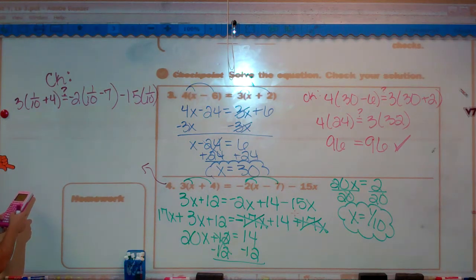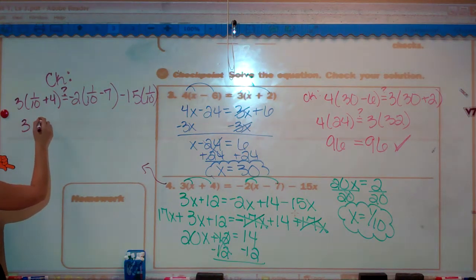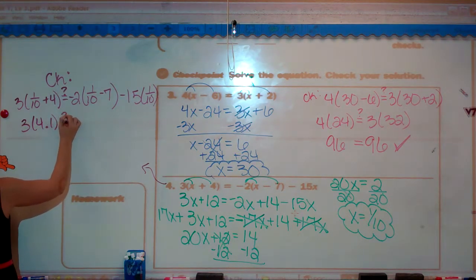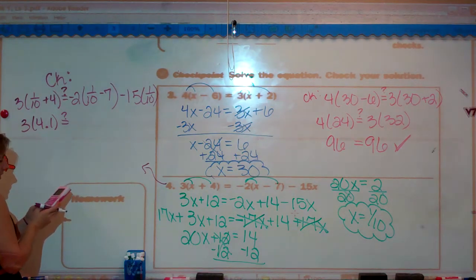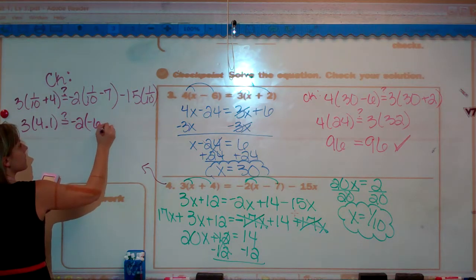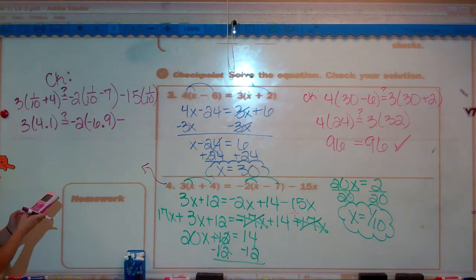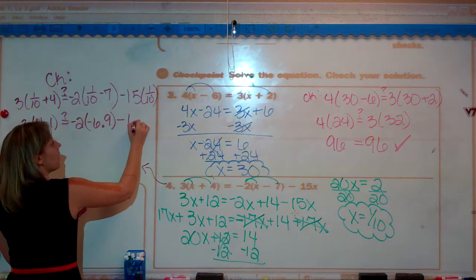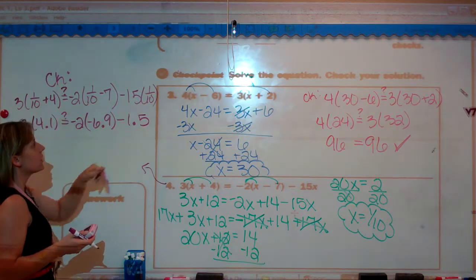Okay. So 1/10 plus 4. I'm just going to make it a decimal because it makes it a little bit easier because that's an easy decimal. So that's 4.1. 1/10 minus 7 is also, I'm going to make that a decimal, -6.9. And I'm going to go ahead and make this a decimal. 15 times 1/10 is 1.5. That 1/10 just moves the decimal place over to 1.5.